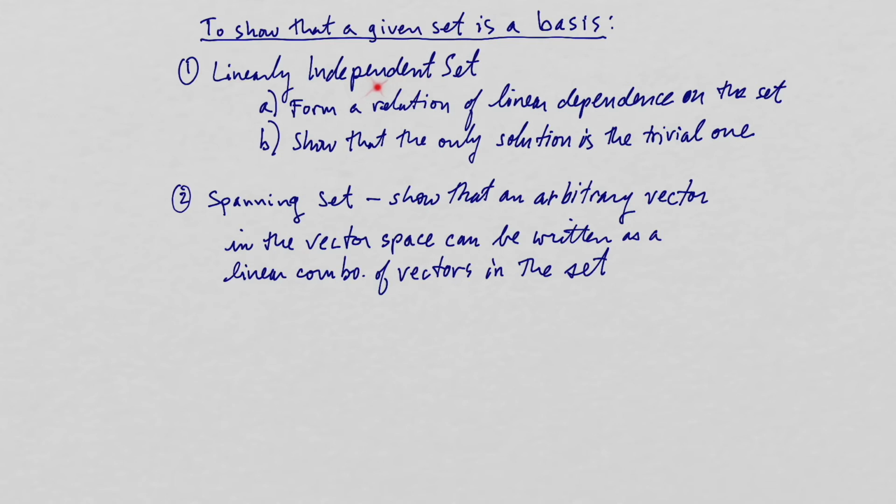Then to show that it's a spanning set, there's only one thing you need to do. You show that an arbitrary vector in the vector space, not in the set, but in the vector space, can be written as a linear combination of the vectors in the set. And if it can, that means that the set spans the entire space, since this is an arbitrary vector. And that's important. You can't pick a specific vector in the vector space. You have to use an arbitrary vector, and I'll talk about what that means as we continue the example.